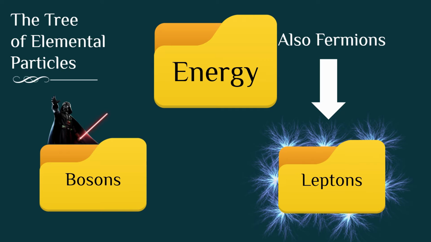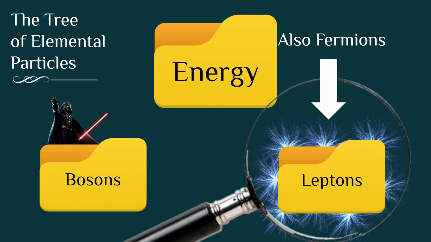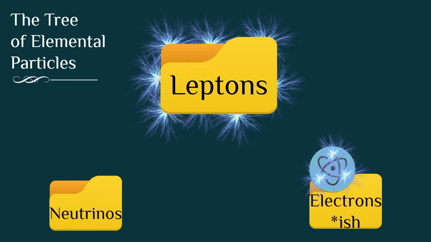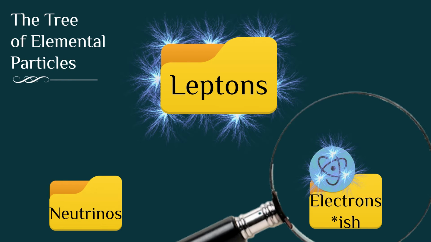So now we're going to talk about leptons, which are also technically this group of things called fermions, but we don't need to worry about that because it gets confusing if we try and link that in. So these leptons have two groups inside them. We have neutrinos and electrons-ish, with like a huge asterisk. Let's just go into these electrons so I can show you what I mean.